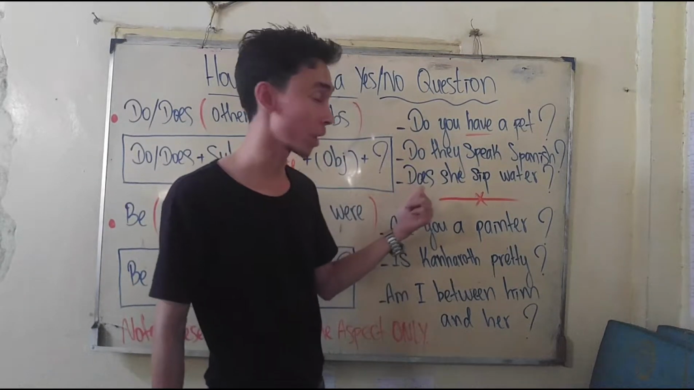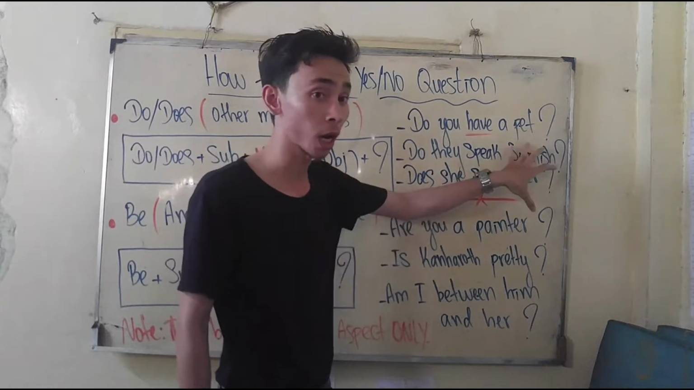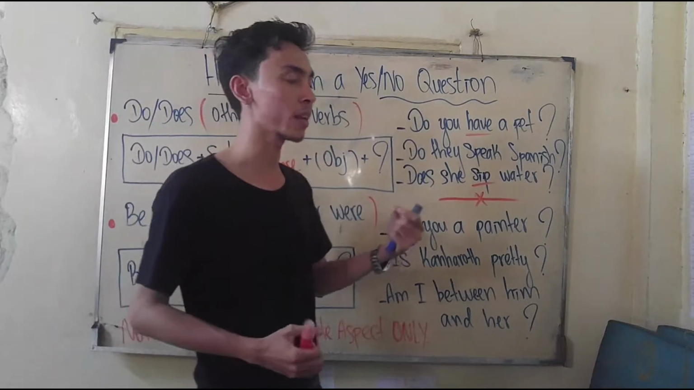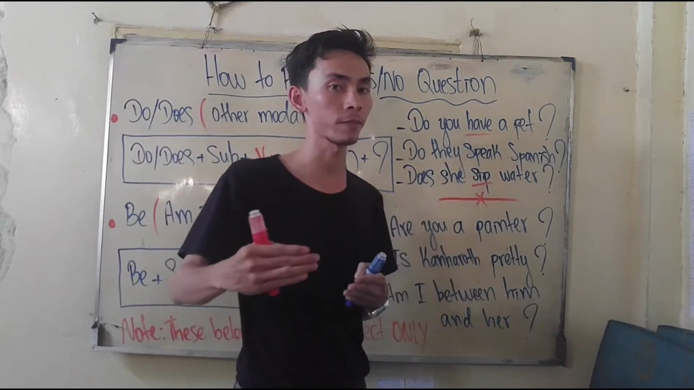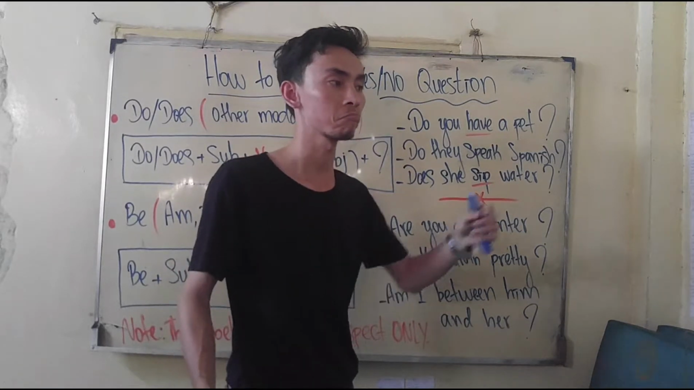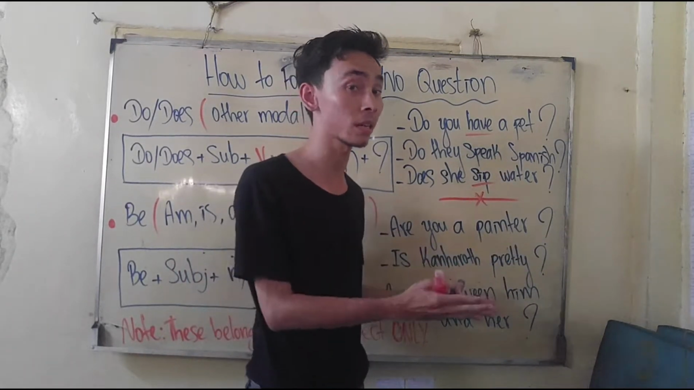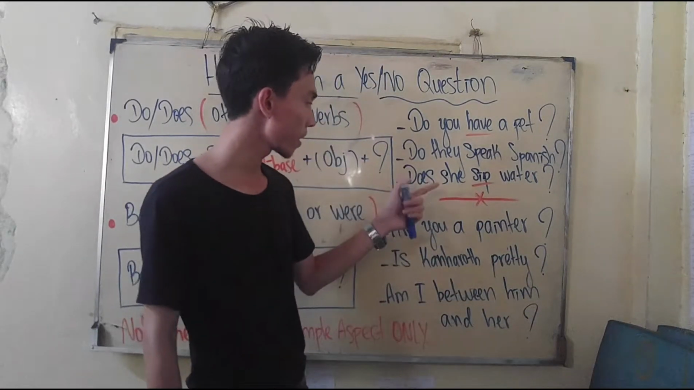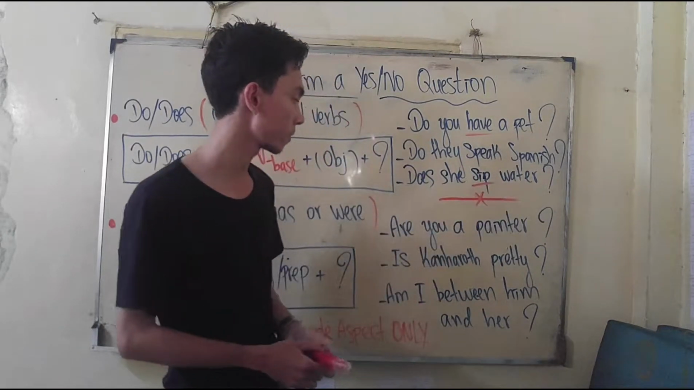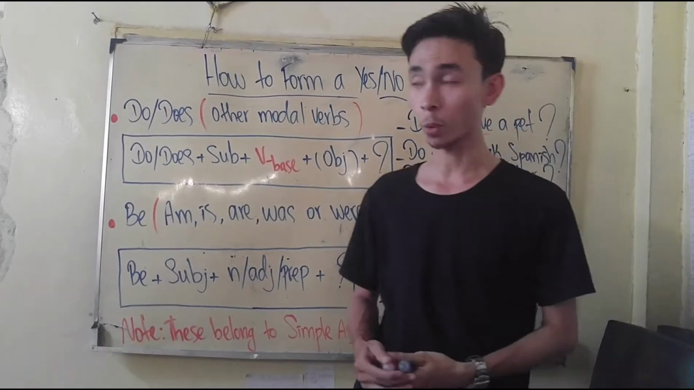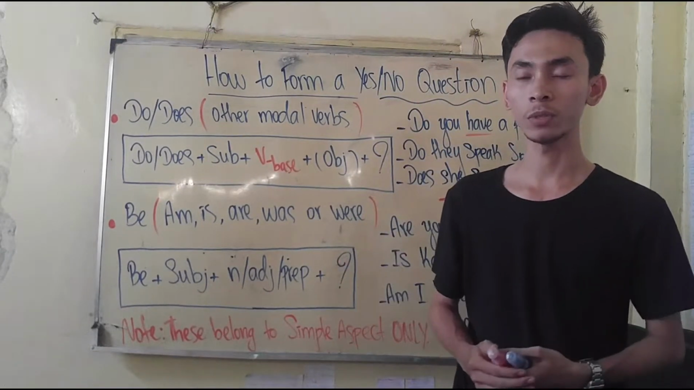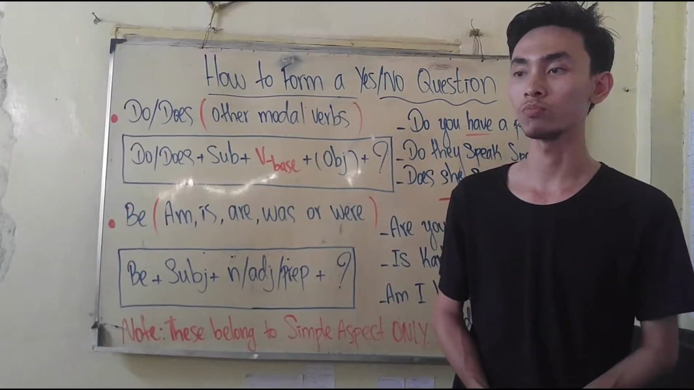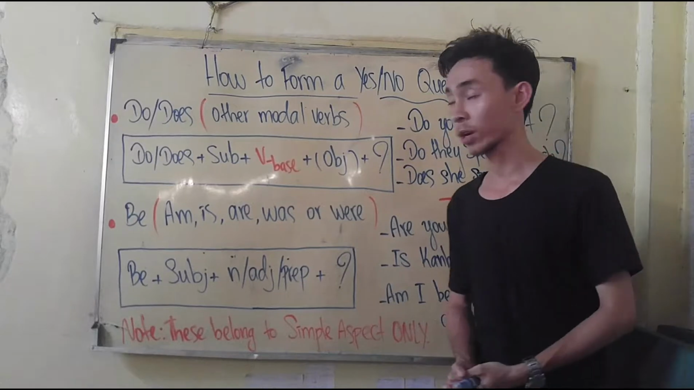Let's take a look at another example. Does she sip water? So sip here is also a verb. It means when you drink a little amount of something, you don't drink all of it immediately. So this is what we mean by the verb sip. Again, does she sip water? So sip is a verb base. I hope you are clear about it. If you're not clear, you can leave your comments below, and I will go and check your comment when I have time.